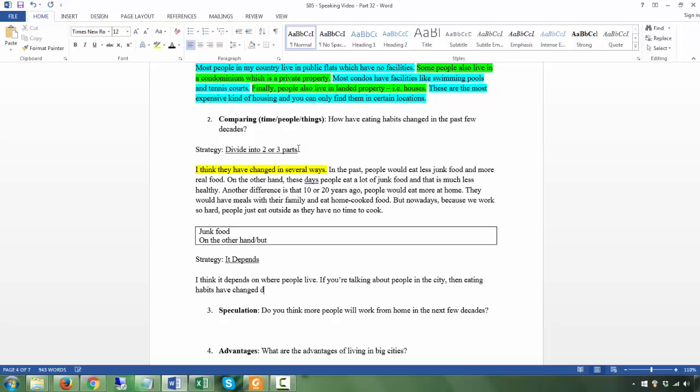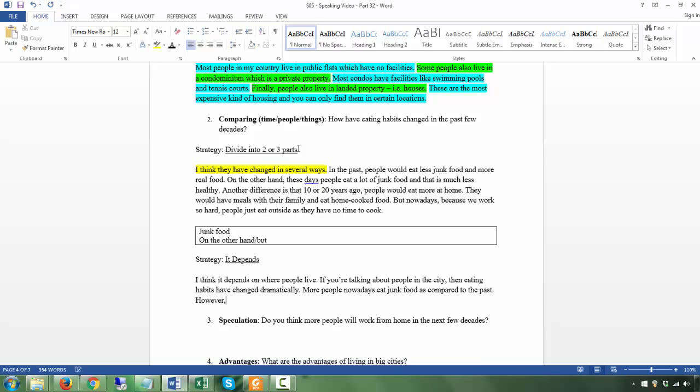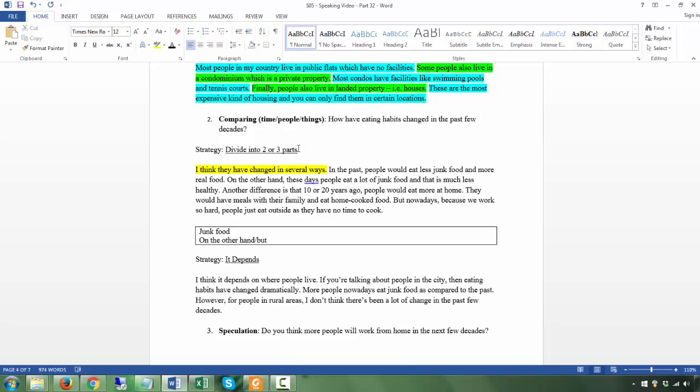Okay, put dramatically, more people nowadays eat junk food as compared to the past. However, for people in rural areas, I don't think there's been a lot of change in the past few decades. This is because there aren't a lot of junk food restaurants in rural areas. Okay, so here is, it depends.